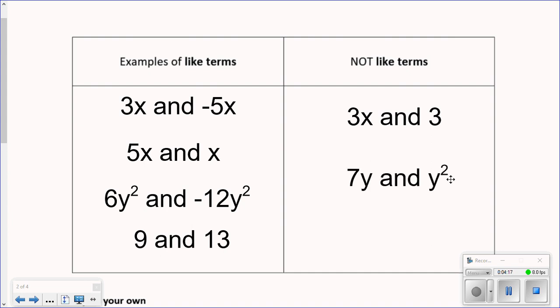7y and y squared are not the same. Yes, they both have y's, but they do not have the same exponents. This one has a 2, and this one doesn't have anything. And negative 2x and negative 2y, they have the same exponent of nothing, but they don't have the same letter, the same variable. So we can't do that.